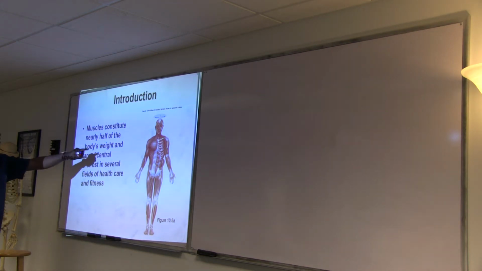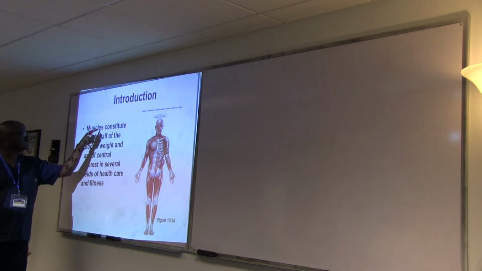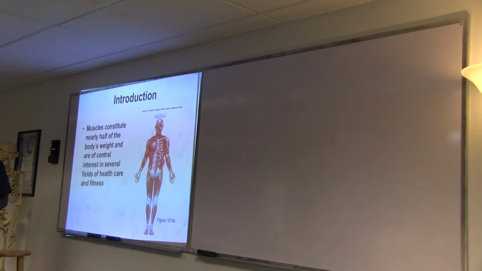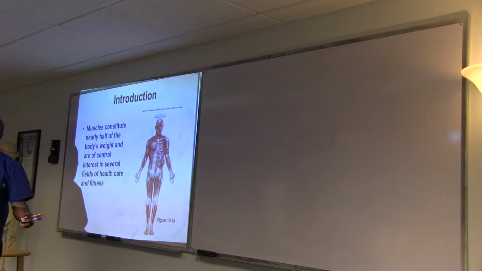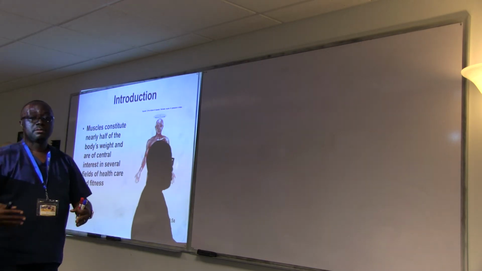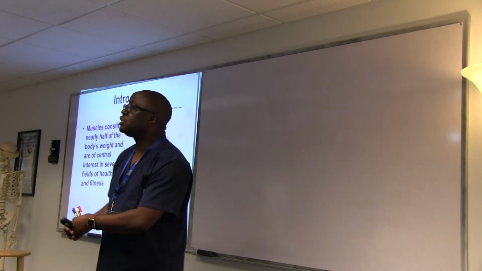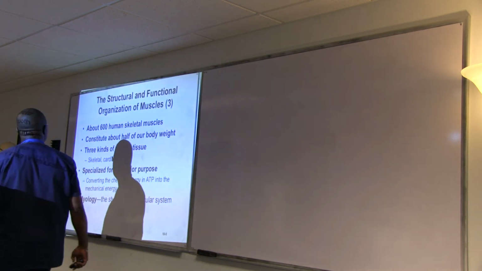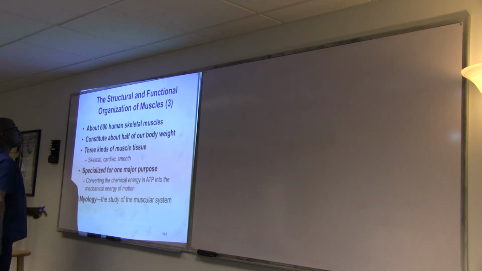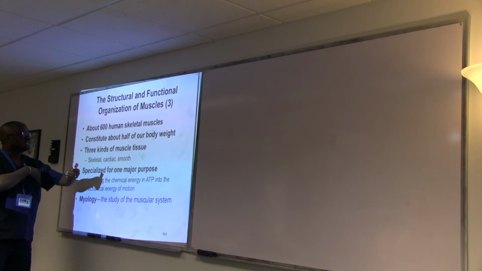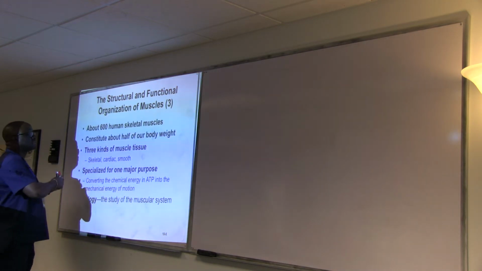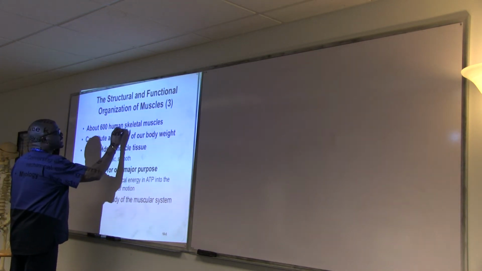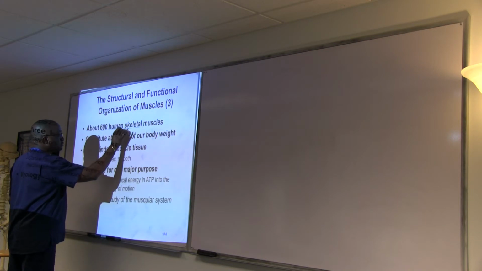Nearly half of the body's weight is muscle. Men are more muscular than women. Women have more adipose tissue than men. We have about 600 human skeletal muscles. Remember, we're dealing with skeletal muscles now.